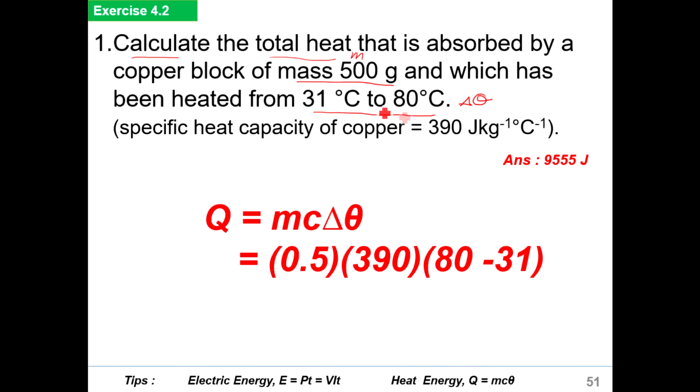So 80 minus 31, that is the change in temperature. Use your calculator, calculate correctly. You will get this answer. Don't forget to write the unit. The unit is in joule. In terms of marking, the substituted value here is the first mark, and then the final answer with correct unit is the second mark. So in this case, 2 marks given.